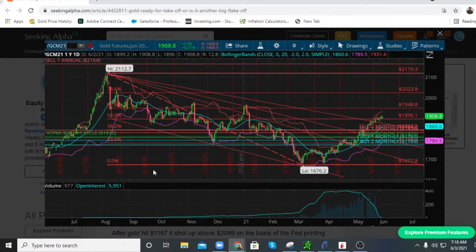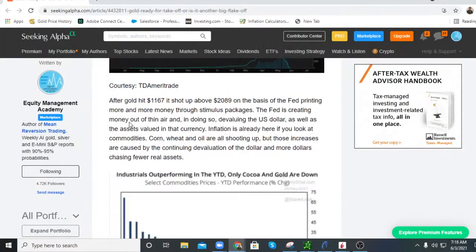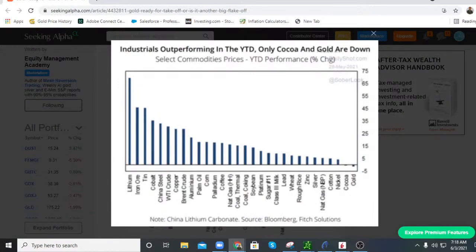Inflation is already here if you look at the commodities. Corn, wheat, and oil are all shooting up. But those increases are caused by the continuing devaluation of the dollar and more dollars chasing fewer real assets. Globally, central bankers have accelerated the amount of money that is coming into the system. We are looking for a potential situation like Japan in the 1980s, which went into a stagnant economy for more than 20 years. No matter how much stimulus the government provided, people did not spend money, and Japan was in a situation of stagflation for 2 decades.